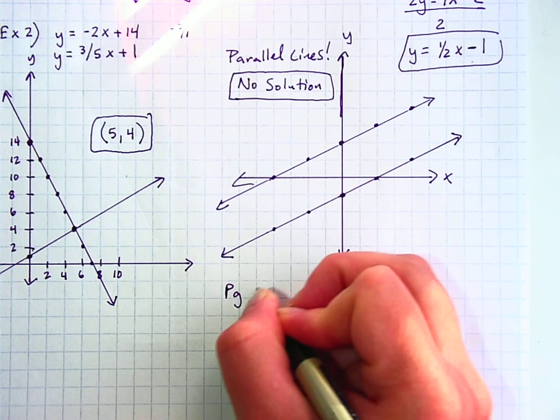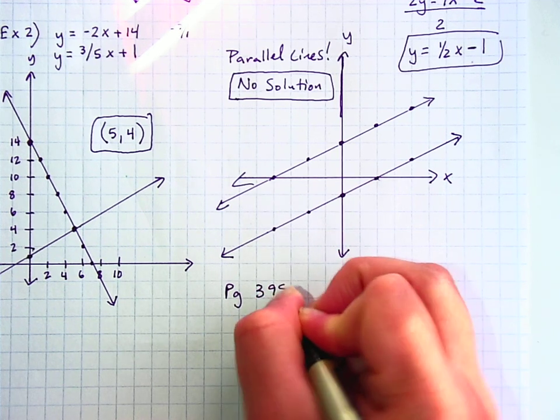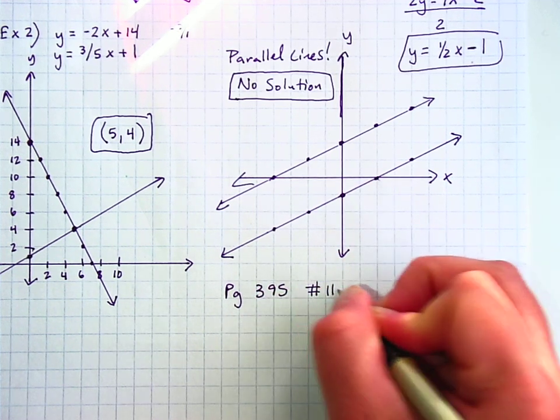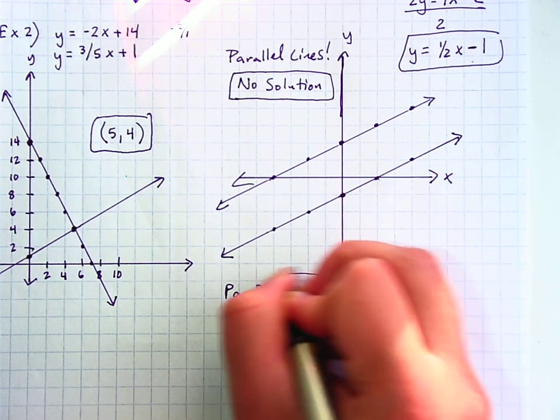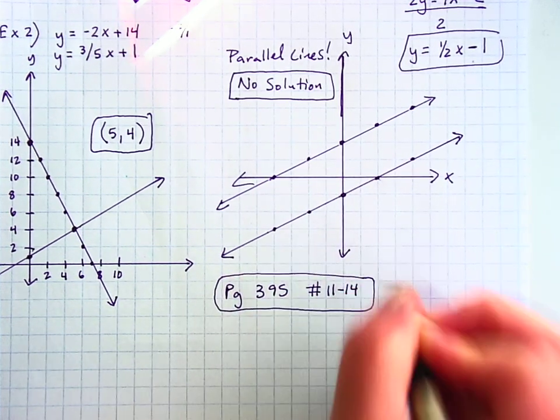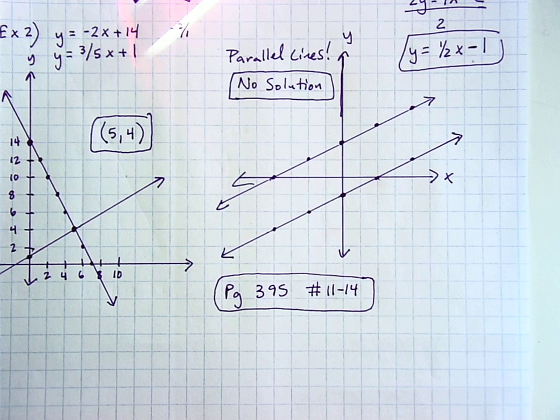All right, so your homework is page 395, numbers 11 through 14. That is 4 total graphs where you have to see where lines cross. Should not be too bad. Should actually go pretty fast for you, I think. But make sure you use graph paper because you're going to regret it if you don't.